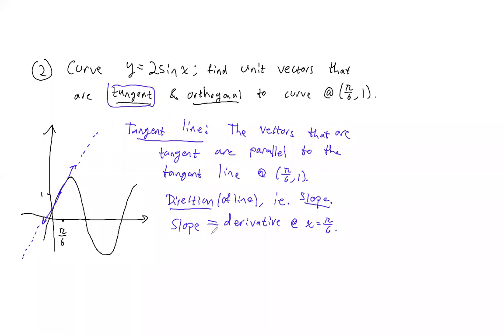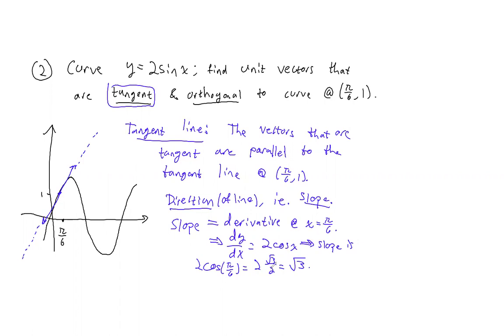Well, that slope, we can work that out. We know in that case that dy/dx, just take the derivative as usual, is 2 cosine x, right? But what that means is that the slope is going to be 2 cosine of pi over 6, and that's going to be 2 times root 3 over 2, or root 3.